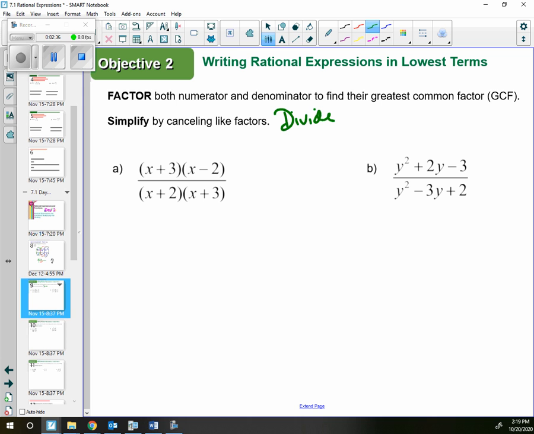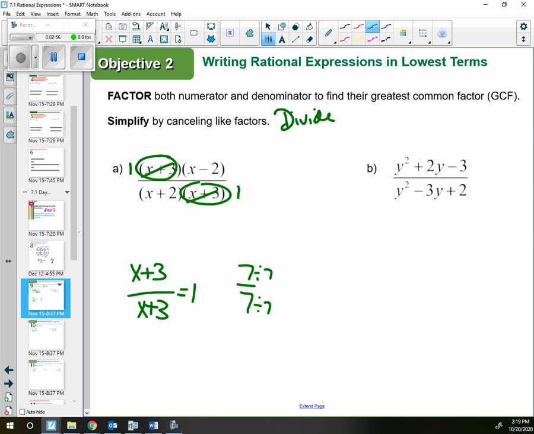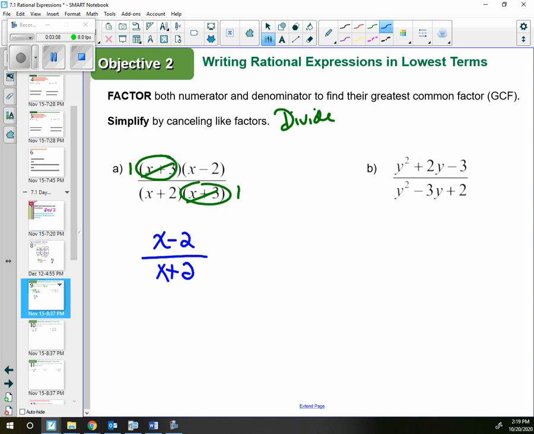So I see a common binomial factor of x plus 3 in both the numerator and the denominator. So if I divide both of those out by x plus 3, that's going to leave me with a factor of 1, because the same thing divided by itself is always going to be equal to 1. It's no different than saying 7 divided by 7. I can divide each of those factors by itself, and same thing here. So I can reduce that fraction by dividing out that common factor, and what does that leave me with? Well, all I have left in the numerator is x minus 2, and the denominator x plus 2.